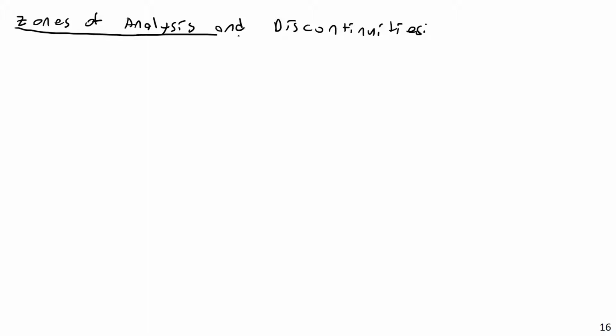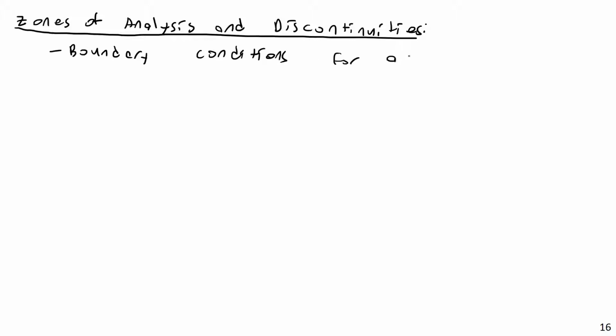How do you handle multiple zones of analysis? Zones of analysis / discontinuities. We're going to need to use boundary conditions for each zone of analysis, but the problem is our boundary conditions must come from that zone of analysis. Boundary conditions for a zone of analysis must come from that zone of analysis, or the section of the piecewise function.